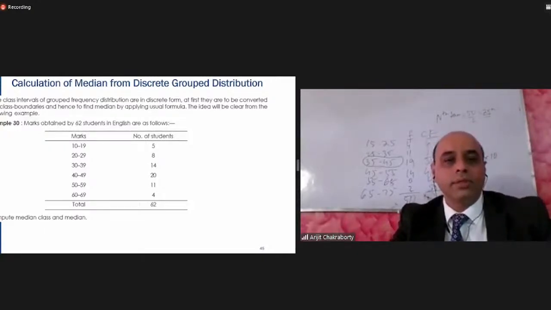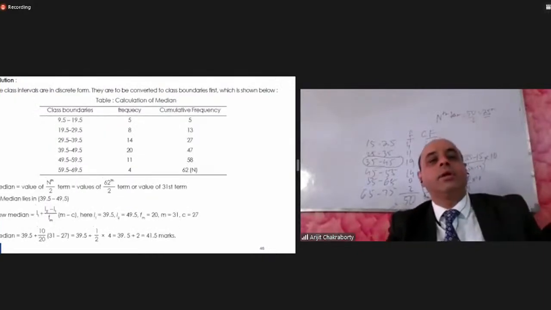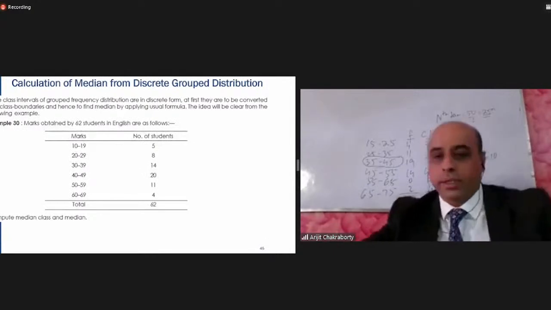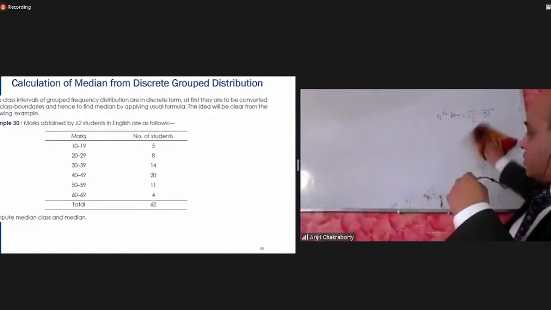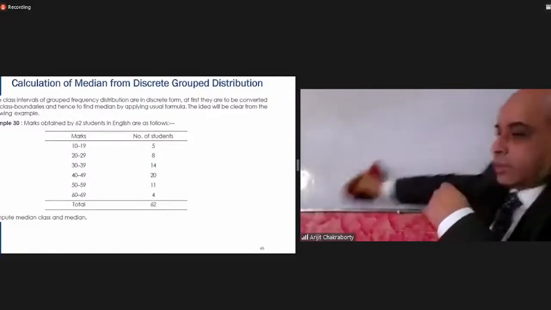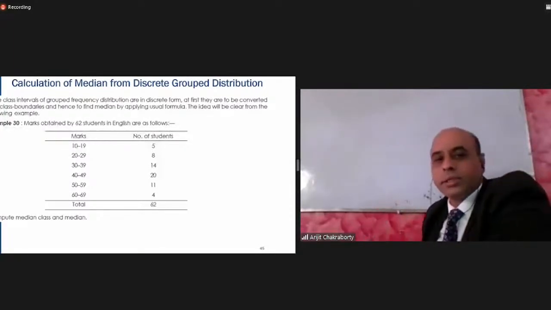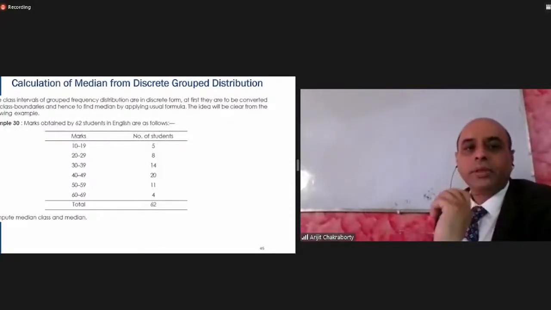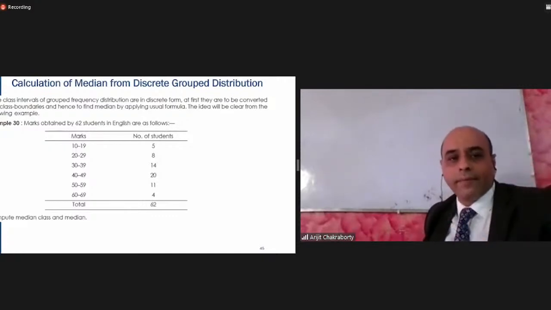So here we will convert 10 to 19 and take it as 9.5 to 19.5. Only this difference. I will solve this also, so please see step by step, and we will try to go to the last part of the discussion. After this, we will take a few MCQ questions, and we have to understand the last concept, that is percentile, decile, and quartile, of course.